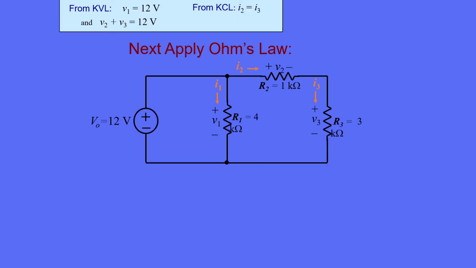The information we've obtained so far is shown in the blue box in the upper left-hand corner of the screen. Let's next apply Ohm's law to the circuit. Remember that our objective in this problem is to find the currents I1, I2, and I3. For resistor R1, we know that I1 is equal to V1 over R1.